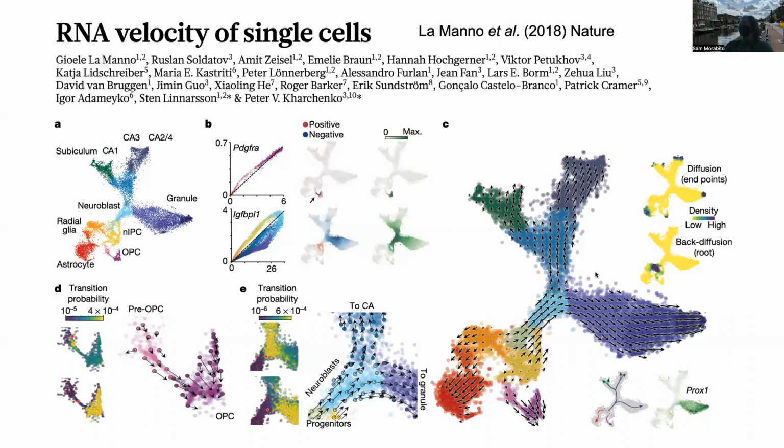It's a nice idea and it's pretty visually compelling, but in this paper they don't have a pseudotime calculation. There's just this vector field. So you can't plot gene expression versus pseudotime, because that's not one of the outputs.